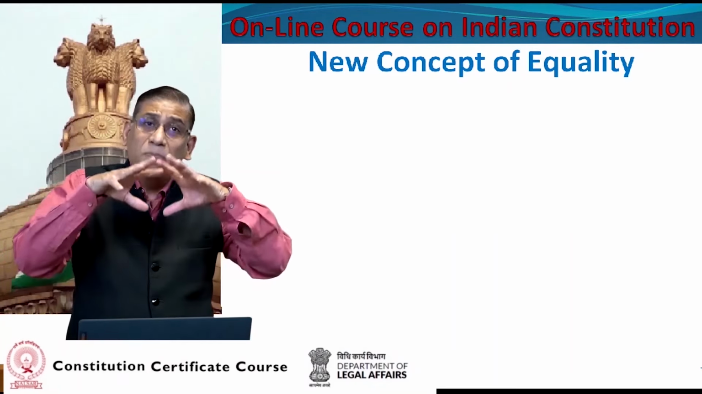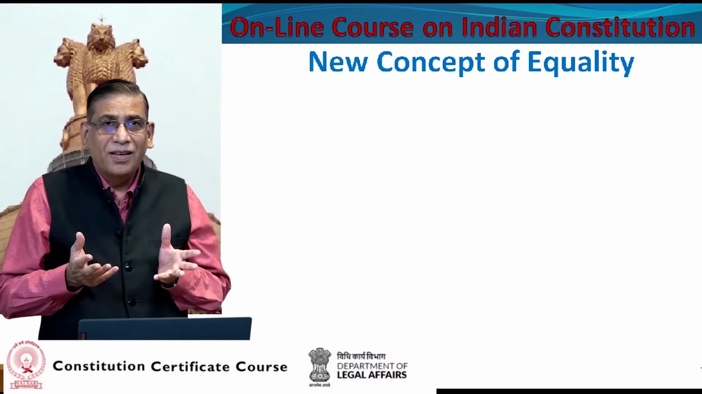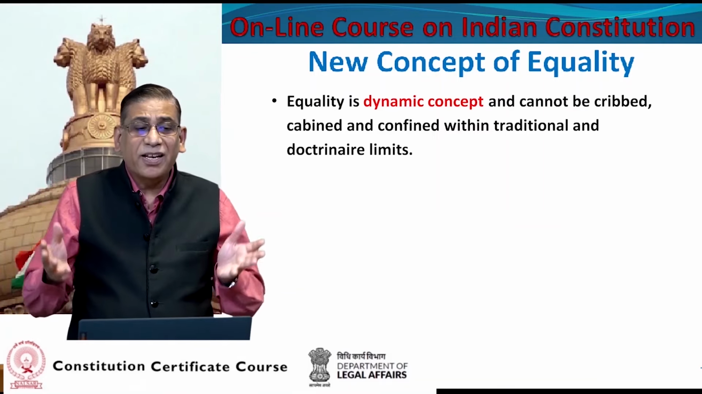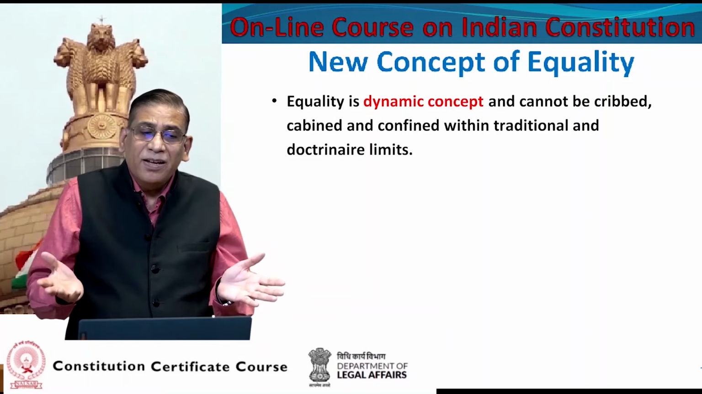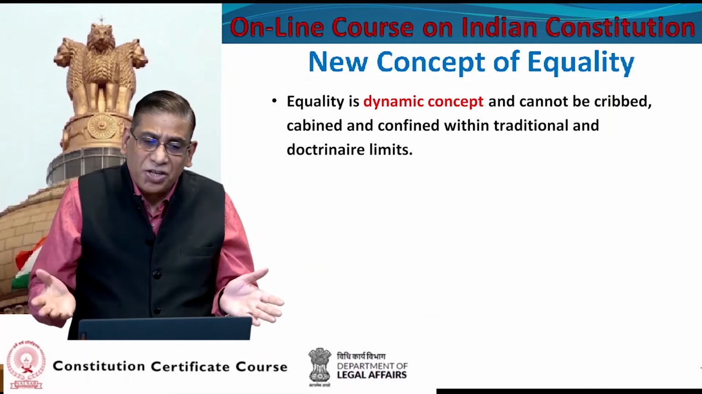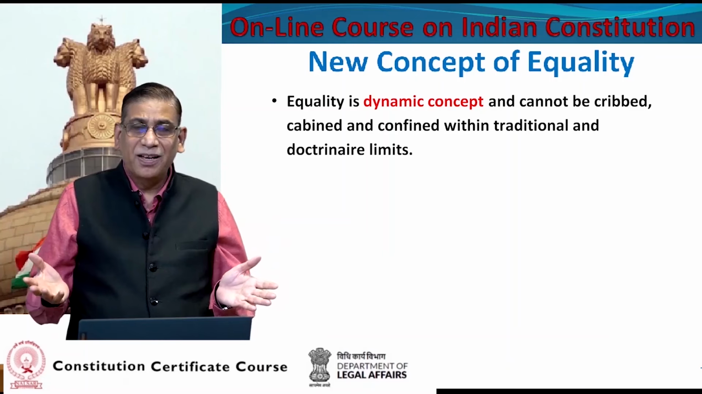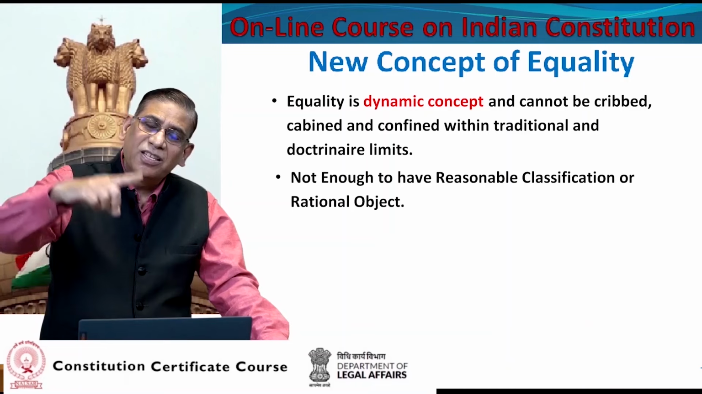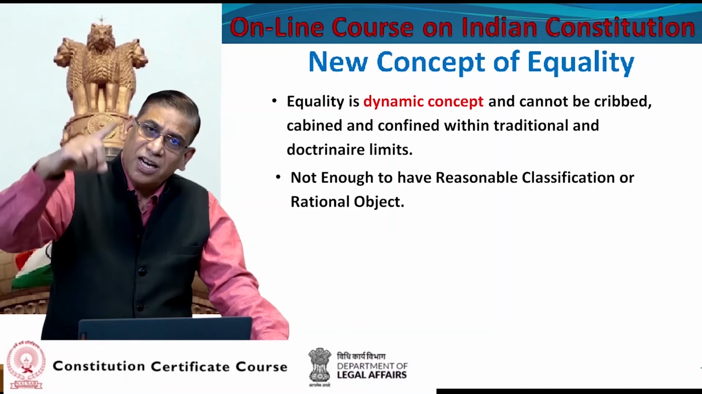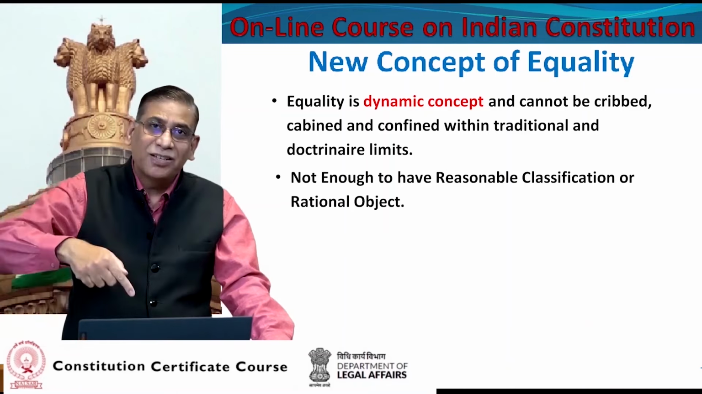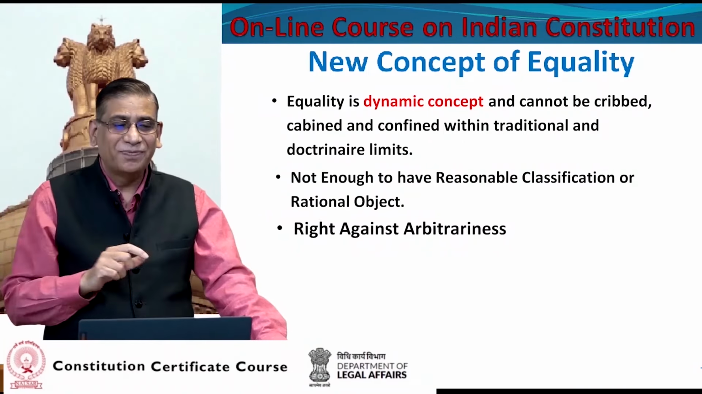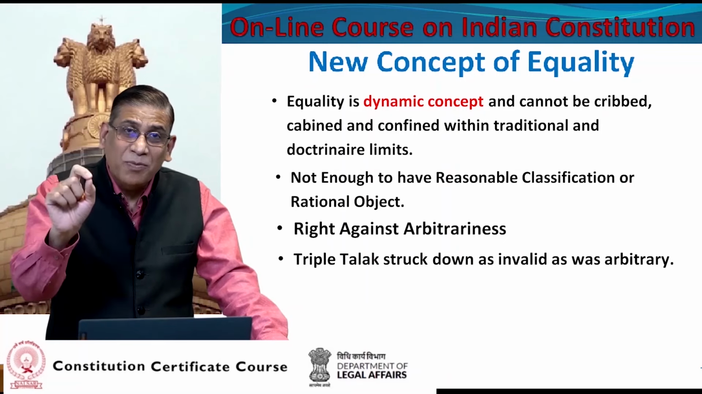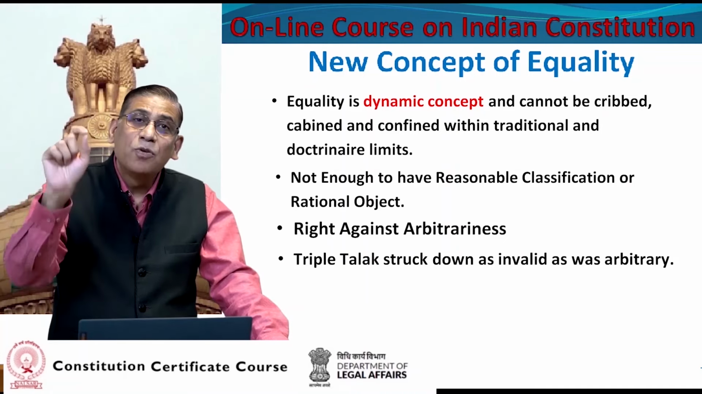Now, Supreme Court has liberalized the doctrine of equality, and Supreme Court has said equality is a dynamic concept and cannot be cribbed, cabined and confined within the traditional and doctrinaire limits. And therefore, now it is not enough that a classification is reasonable, it is based on intelligible differentia, it has a rational object to achieve. There is a fourth condition: it must not be arbitrary. Triple divorce was struck down by the Supreme Court because it was found to be arbitrary.